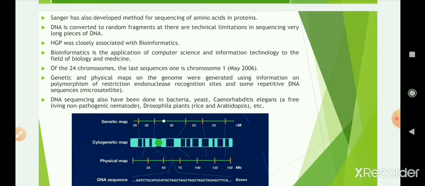HGP is closely associated with bioinformatics. Now what do we mean by the term bioinformatics? Bioinformatics is the application of computer science and information technology to the field of biology and medicine. Of the 24 chromosomes, the last one to be sequenced, chromosome 1, was completed in May 2006. Genetic and physical maps of the genome were generated using information on the polymorphism of restriction endonuclease recognition sites, and some repetitive DNA sequences, that is microsatellites.